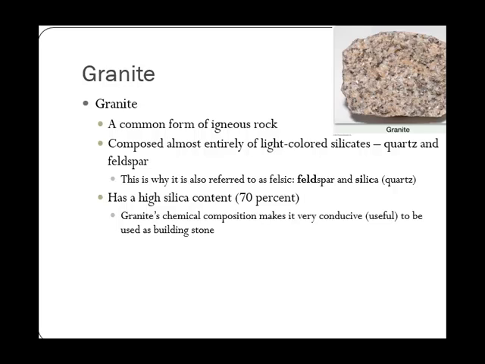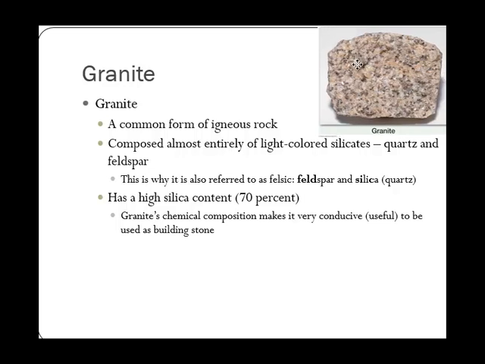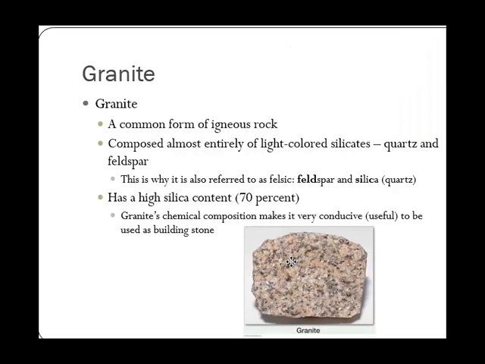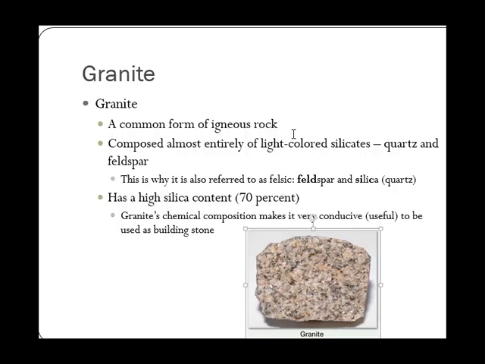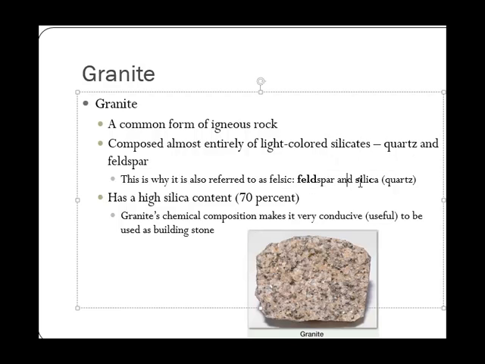You also have granite. Granite, of course, is a form of igneous rock, one of the most common types of rock. Granite is composed of light-colored silicates, quartz and feldspar. Silicates, remember, are things with silicon and oxygen. The reason it's called felsic is because it has feldspar and silica. But the only thing that's really important to remember about granite is that it's a silicate, which means it has silicon and oxygen.